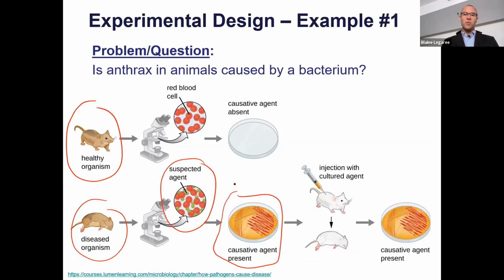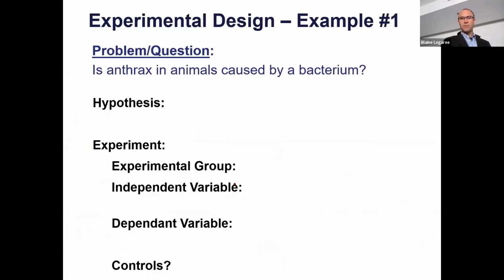The next step was pretty simple. You inject it into a healthy animal and you see if it causes the disease. And so, this idea that the diseased animals are the only ones that have that particular bacterium, he was able to prove this to the world, right? That the bacillus anthracis causes the disease anthrax. So let's pick this apart a little bit.